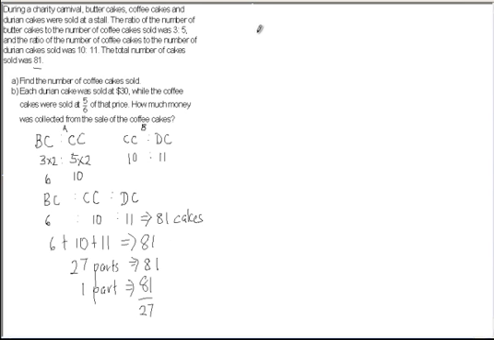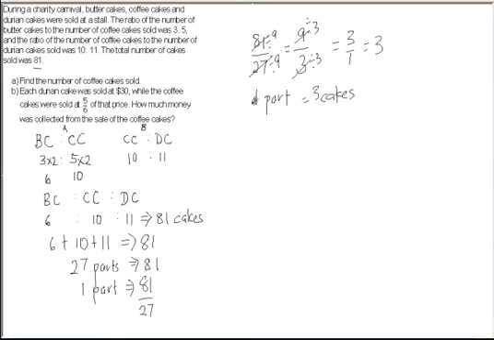Let's calculate it here. 81 divided by 27. Let's first divide this by the common number 9, and you will get 9/3. We can still divide this by 3, and we will get 3/1, which is 3. So one part equals 3 cakes.